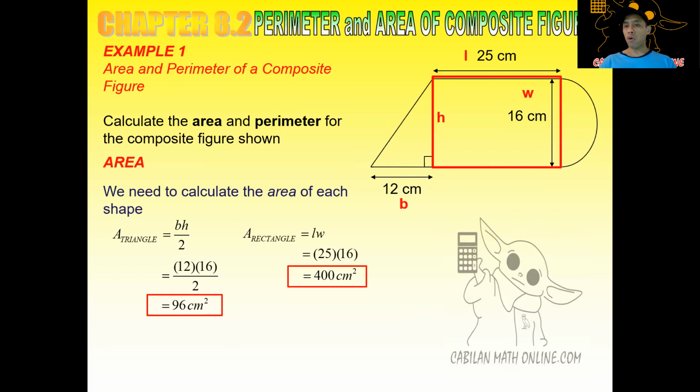However, since we're dealing only with half of a circle, we're going to take the formula and divide it by 2, or just put it over 2. So that's our first step, to modify the formula for this question.